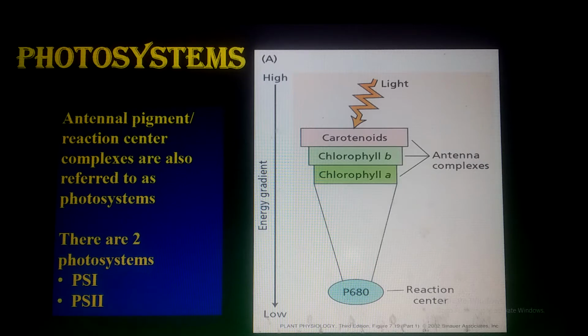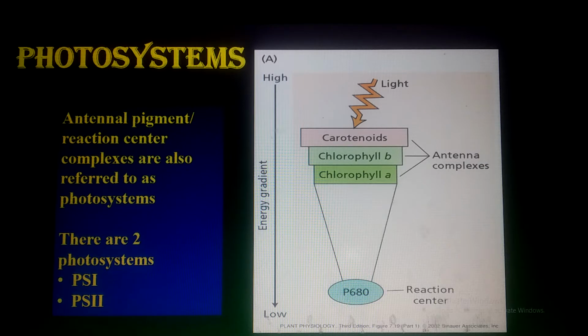Now it moves towards the reaction center, in which photolysis, the first step of the light reaction of photosynthesis, occurs. Now there are two types of photosystem, photosystem 1 and photosystem 2. Photosystem 1 is also known as PS700. And why is it called PS700? It means photosystem 1 absorbs light energy of 700 nanometer.